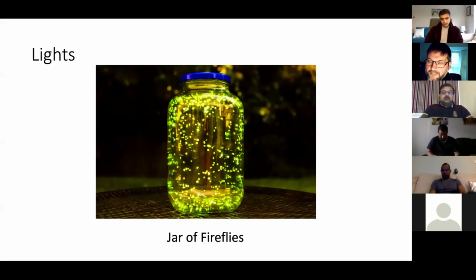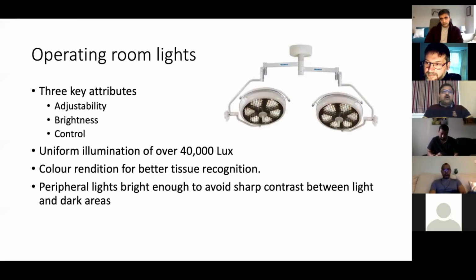Lights. Operating theater lights are very important. Gone are the days when surgeons would operate in candlelight or in the light of a jar filled with fireflies. Now we have dedicated operating lights. There are three very important key attributes to operating lights: adjustability, brightness, and control. Adjustability of the light means essentially the light can be focused into the area of surgery.